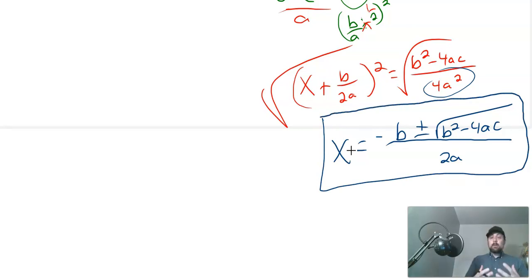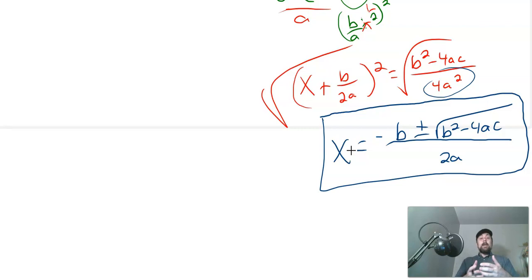So essentially what the quadratic formula is doing is it's completing the square for you. So it takes the equation, completes the square for you, solves it for x for you. It just does all this work behind the scenes and just spits out the answer, which probably sounds too good to be true, because it is.